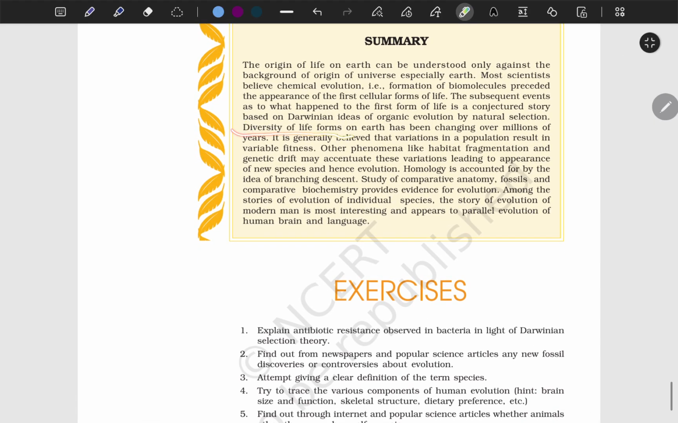The diversity of life forms on Earth has been changing over millions of years. It is generally believed that variation in a population results in variable fitness. Other phenomena like habitat fragmentation and genetic drift may accentuate these variations, leading to the appearance of a new species and hence evolution. Homology is accounted for by the idea of branching descent. Study of comparative anatomy, fossils, and comparative biochemistry provides evidence for evolution. Among the stories of evolution of individual species, the story of the evolution of modern man is most interesting and appears to parallel evolution of human brain and language.